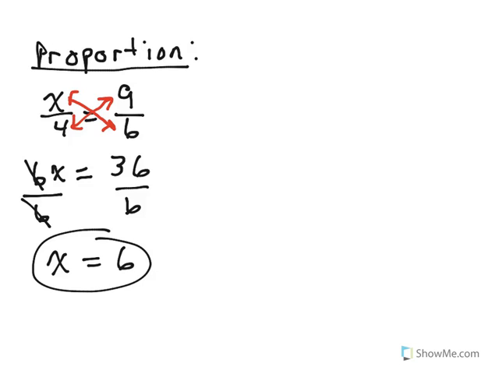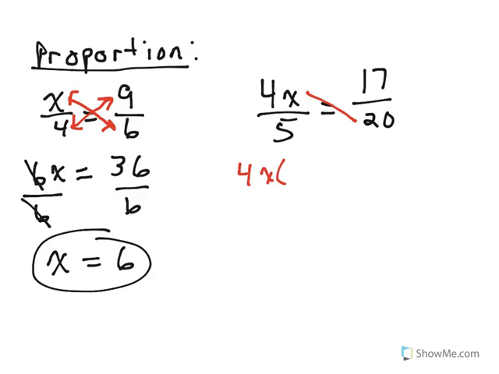Another example, 4x over 5 equals 17 over 20. Again, we cross multiply 4x times 20, put the equal sign down, then multiply the other two terms, 5 times 17.